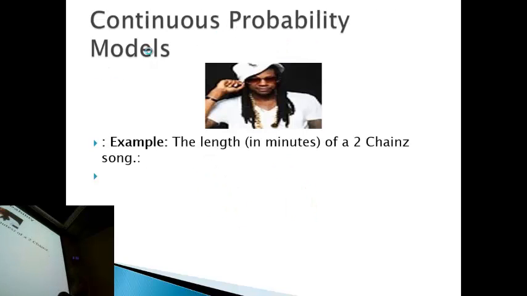On the other hand, there are things called continuous probability models, okay? And so how is the length of a song by anybody, 2 Chainz, Nelly, whoever, Michael Jackson, Paul McCartney, how is the length of a song continuous and not discrete? Why is that continuous? Yeah? Because it's time and you can never measure time to the exact. Right, so it's a measurement.